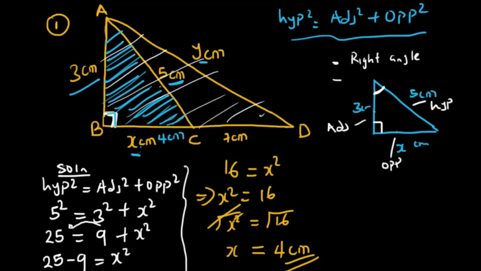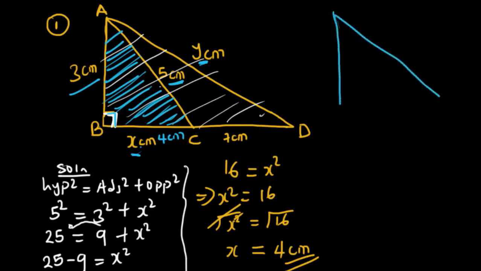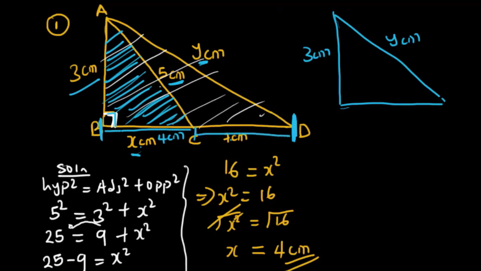Do you understand this? Now we need to find y centimeters, so we can as well draw out the big triangle so that we can see it clearly. So we've got the big triangle. Now this part is 3 centimeters. Then for this part we have y centimeters. Now for the base, from here to this place, can you see? For that length, 4 plus 7. From here to here is 4, and from here to here is 7. So to get BD, it will be 4 plus 7. I hope you understand. Now 4 plus 7 should give us 11 centimeters.